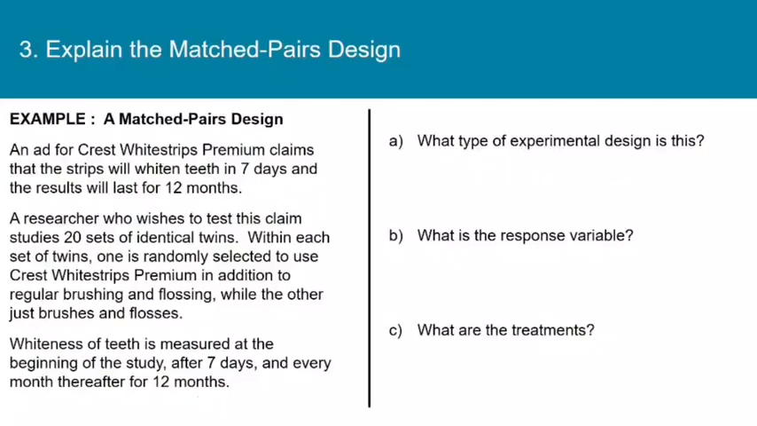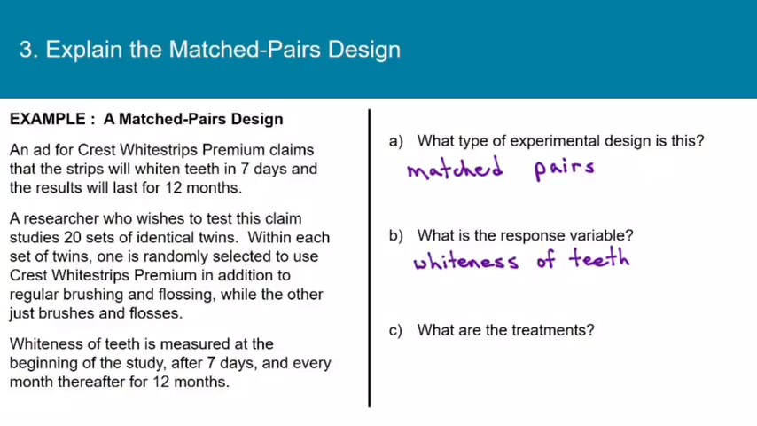And our choices are completely randomized or matched pairs. And here, I think it's clear, since we have twins where one receives treatment and one doesn't, this is going to be a matched pairs design. And what is the response variable? Well, the researcher is trying to test the claim that the white strips will whiten teeth in 7 days. And it says the whiteness of teeth is measured at the beginning of the study, after 7 days, and every month thereafter. So the response variable is the whiteness of the teeth.